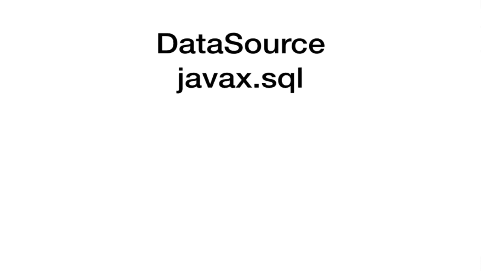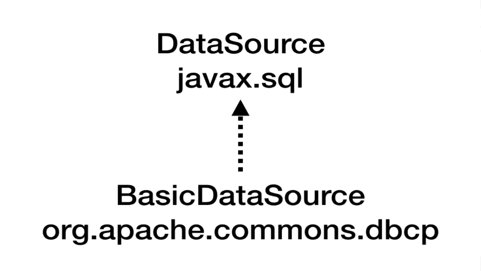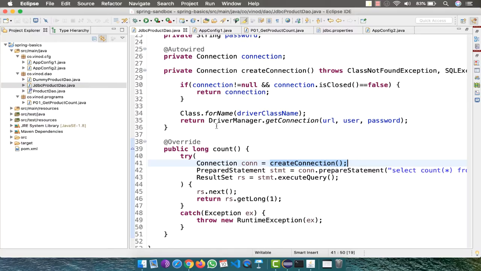In Java, a connection pool is represented using an interface called DataSource from the javax.sql package, which has a function called getConnection. So all we need to do is find an implementation for a connection pool and make use of that. While there are many connection pool implementations, the most popular one is from Apache, which is called BasicDataSource. So first, let's add the relevant libraries to our pom.xml.